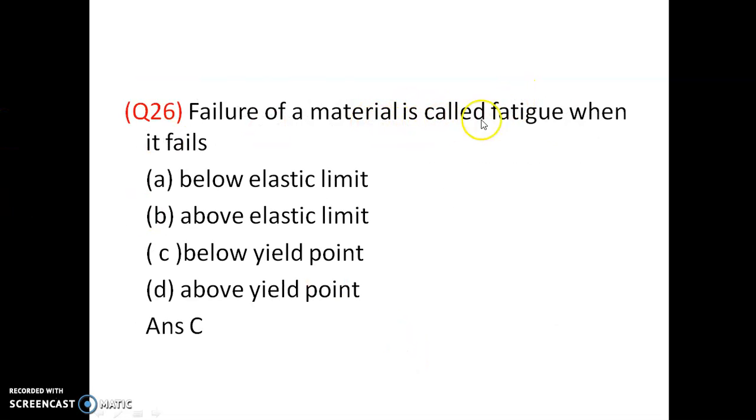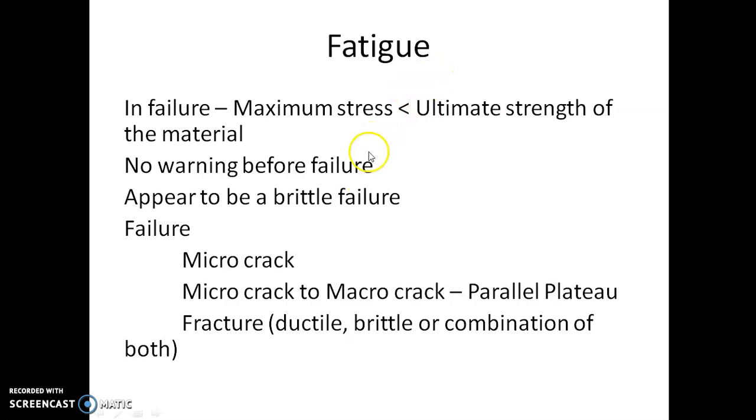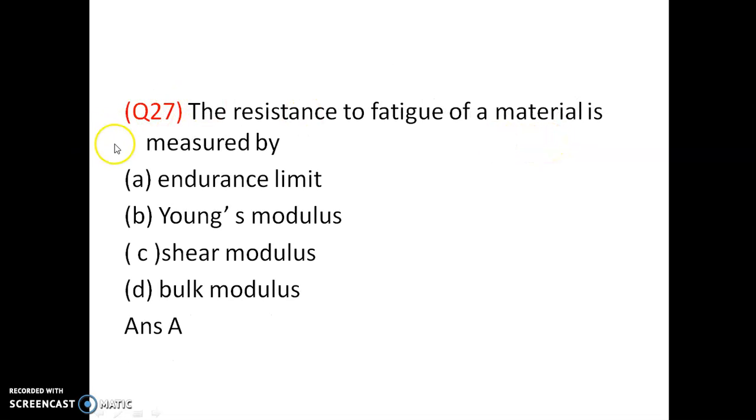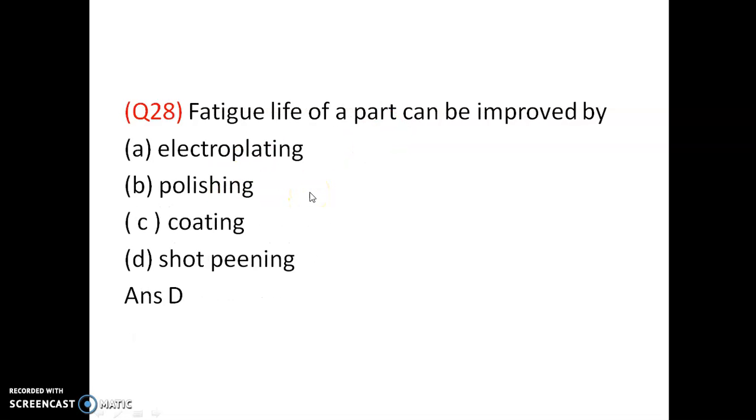Failure of a material is called fatigue when it fails below the yield point. Okay, it is not below the elastic limit or above the elastic limit or above the yield point. So failure of a material is called fatigue when it fails below the yield point. So the option is C, fatigue. When the maximum stress is less than the ultimate strength or yield strength of the material, the failure is called fatigue failure. Next question. The resistance to fatigue of materials is measured by the endurance limit. So the fatigue strength is measured by the endurance limit of the material.